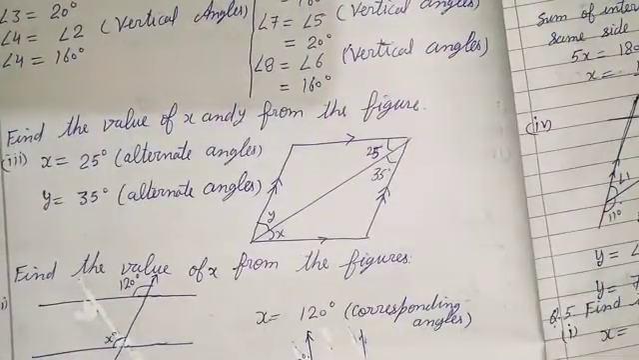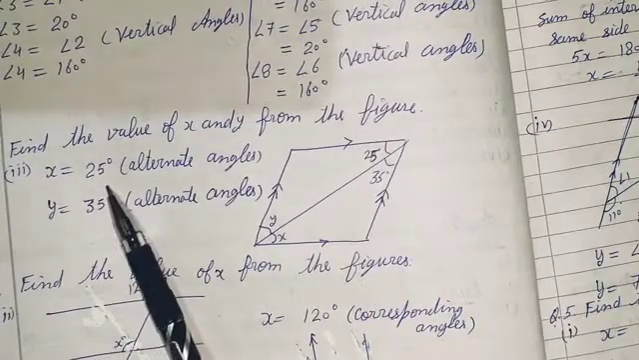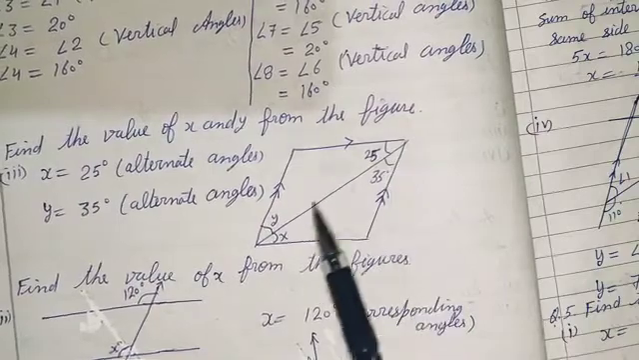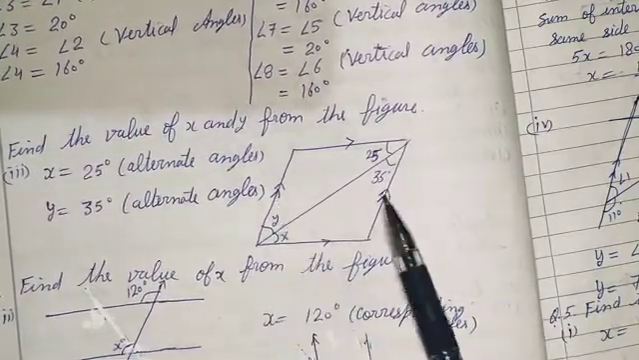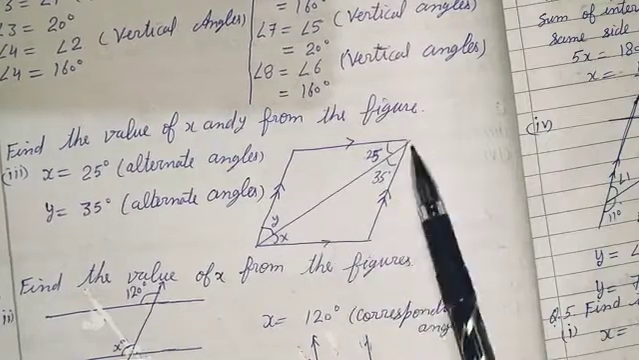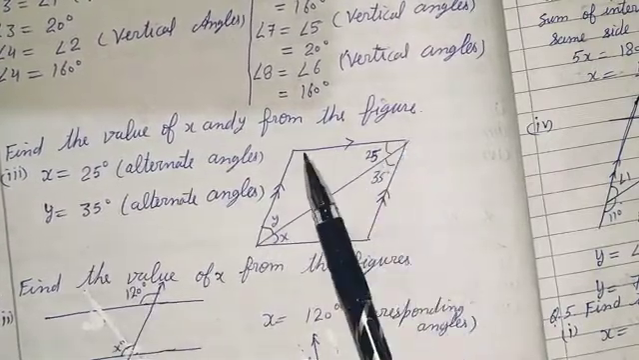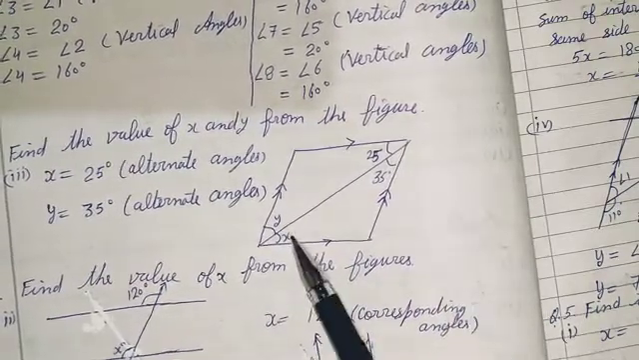Question number 2. Find the value of x and y from the figures. So x is equal to 25 degrees. Since these two lines are parallel to each other, and this is the transversal, and these two lines again are parallel to each other because the same symbol has been given on these lines, and this is the transversal. For angle x, it will be equal to 25 degrees.